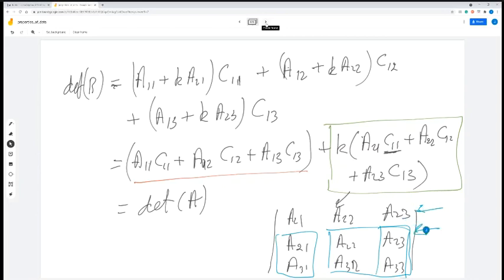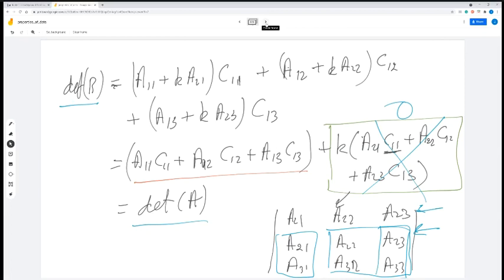You see, it has two identical rows. The top rows are identical. So this determinant must vanish because of the previous property. Remember when we said that if we have two identical rows, we can switch them and the determinant must change sign. But since they are identical, they don't change sign, and the only possibility is that the determinant is 0. So all this is 0, and we are left with the determinant A. As you see, determinant B is equal to determinant A.